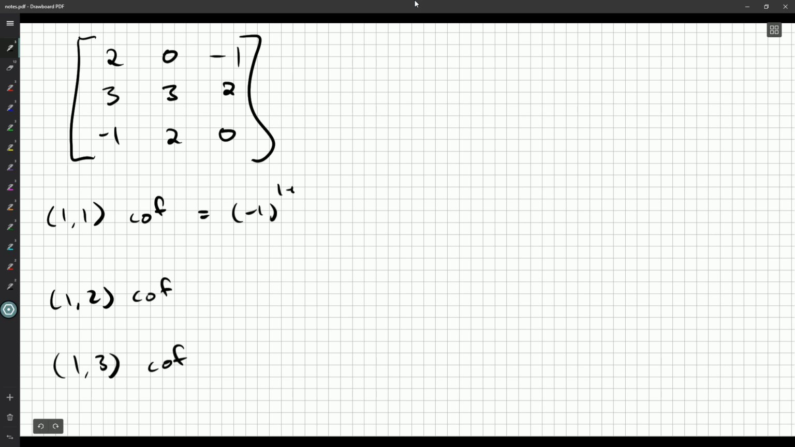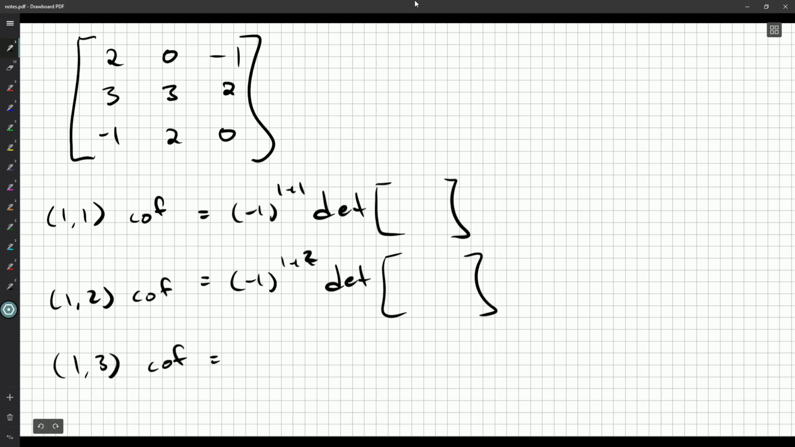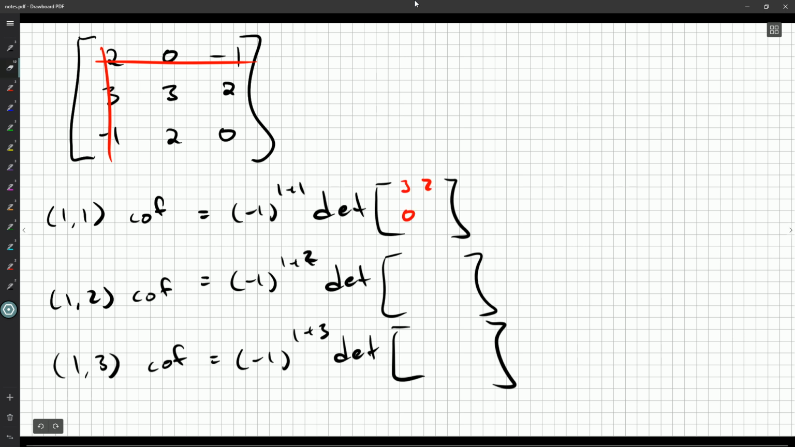So negative 1 to the 1 plus 1, determinant of the 1, 1 submatrix. Negative 1 to the 1 plus 2, determinant of the 1, 2 submatrix. Negative 1 to the 1 plus 3, determinant of the 1, 3 submatrix. So let's work these out. First row, first column, 3, 2, 2, 0.